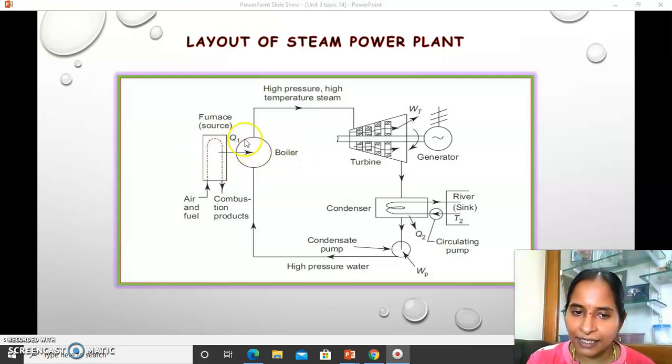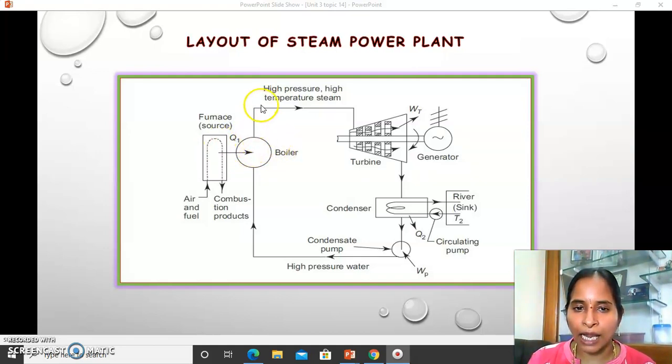From where is it taking the heat? By the combustion of coal and air, that is, air and the fuel. What is the outlet from the boiler? Combusted products: flue gas and waste gases come out and are removed through the stack or chimney. So in the boiler, heat supply takes place and the phase change occurs from water to steam.